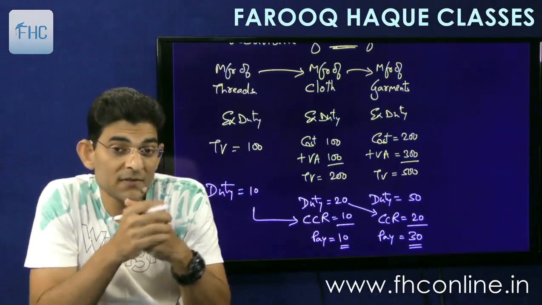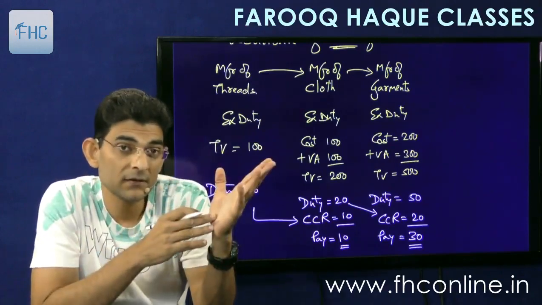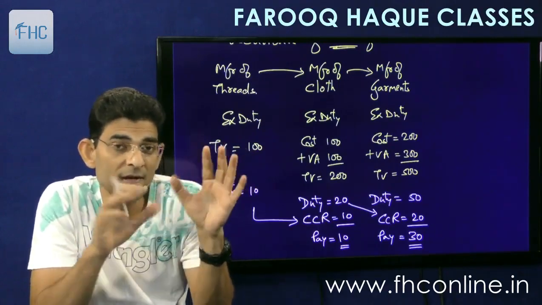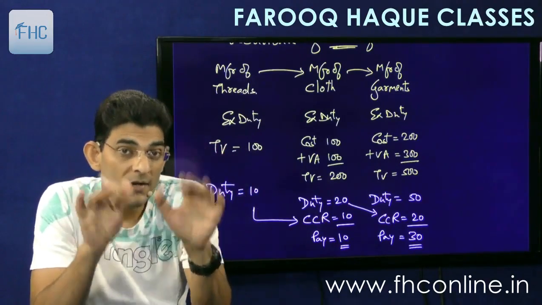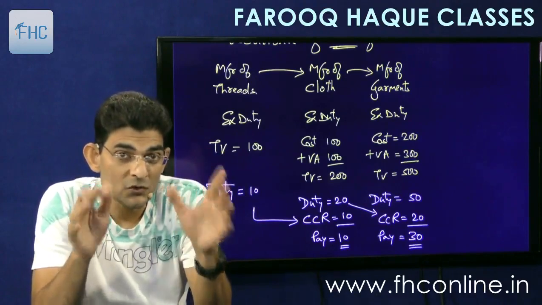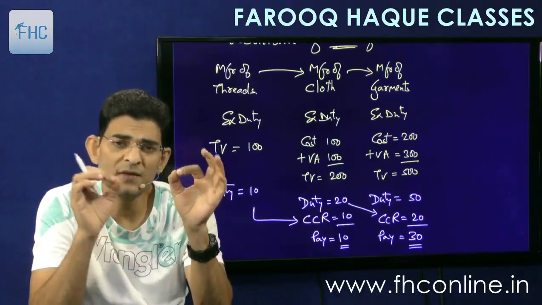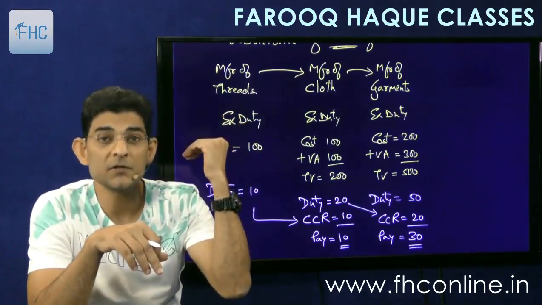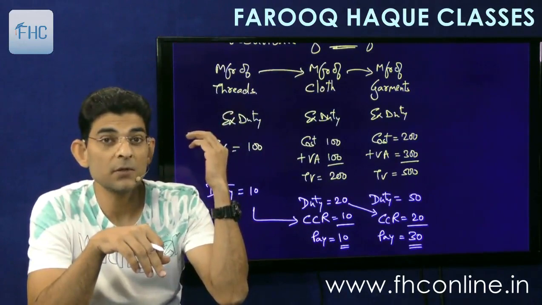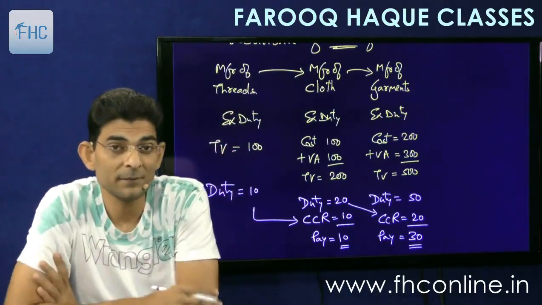So now what happens is that we avoid the double taxation, we avoid the cascading effect. Each person is in a way paying tax only on his value addition. Okay, each person is paying tax on only their value addition and not on the cost of the earlier person, on which tax has already been paid by the earlier person. So it's simple.